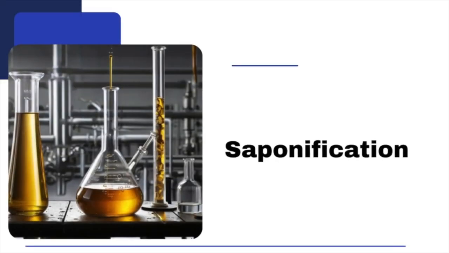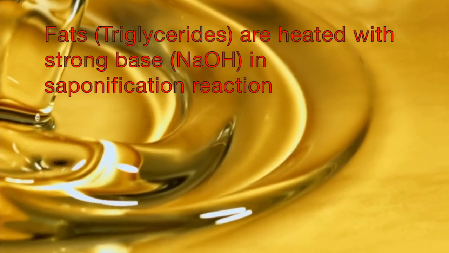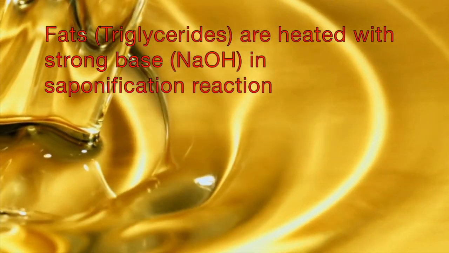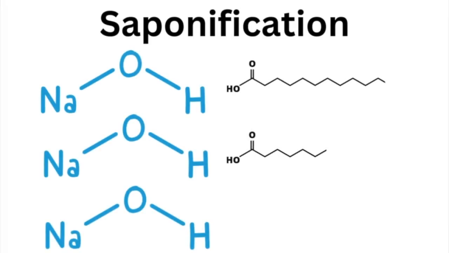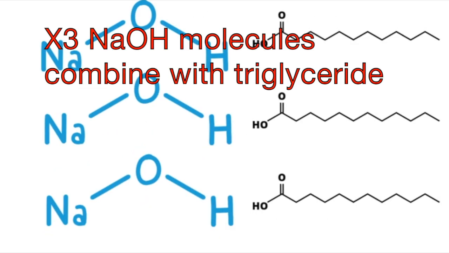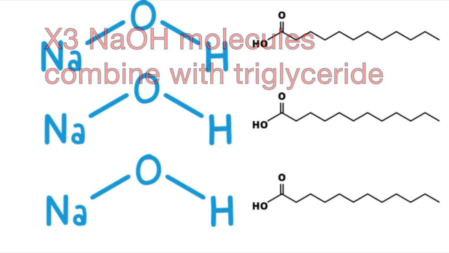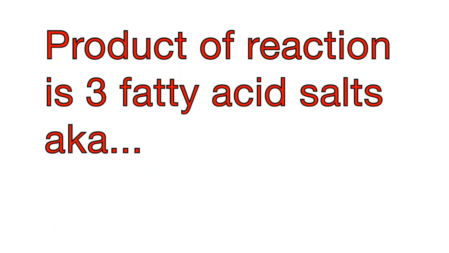In saponification, fats in the form of triglycerides are heated with a strong base such as sodium hydroxide. During saponification, 3 sodium hydroxide molecules combine with the triglyceride, replacing the glycerol alcohol backbone and producing 3 fatty acid salts or soap.